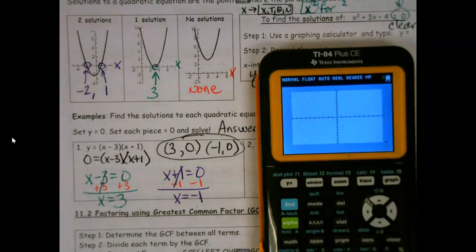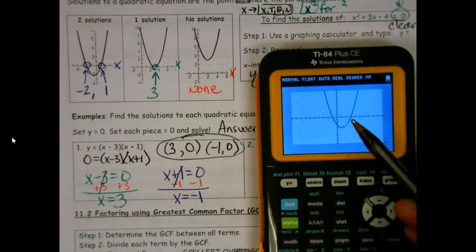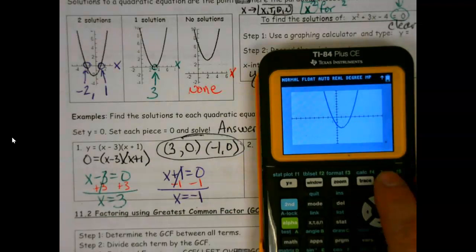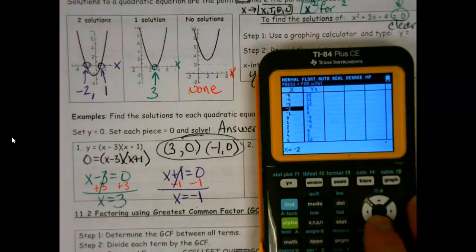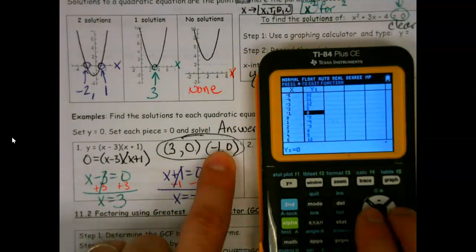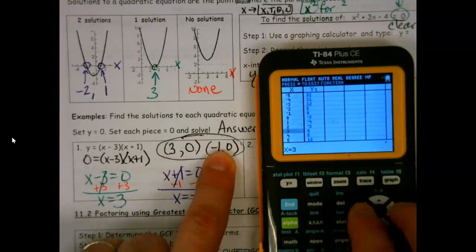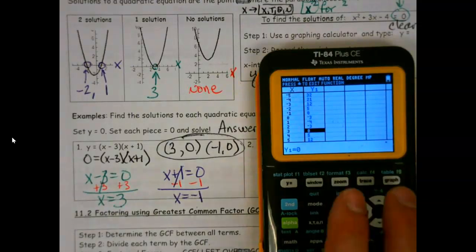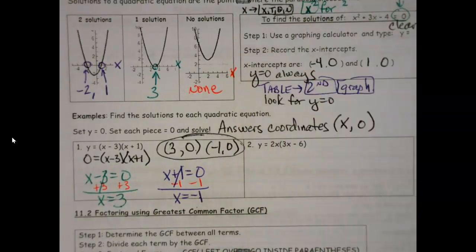I could look at the picture if I wanted to, like we did on the last one. -1, +3. Okay? Or I could pull up my chart. -1, 0. Yep. 3, 0. Yep. And do it that way. So we got lots of options is what I'm trying to tell you with these. You don't have to just do the one way Hardy puts on here. You could do a couple different ways.